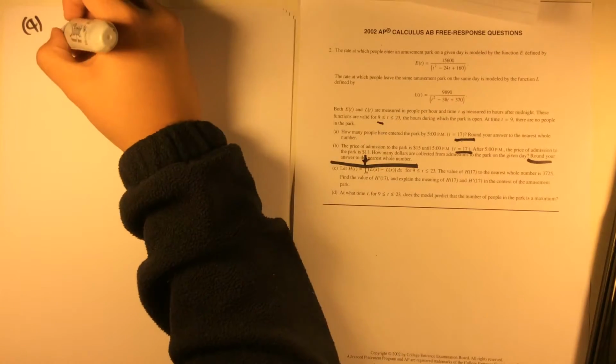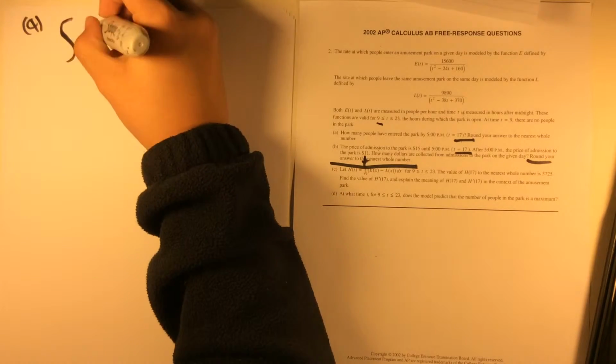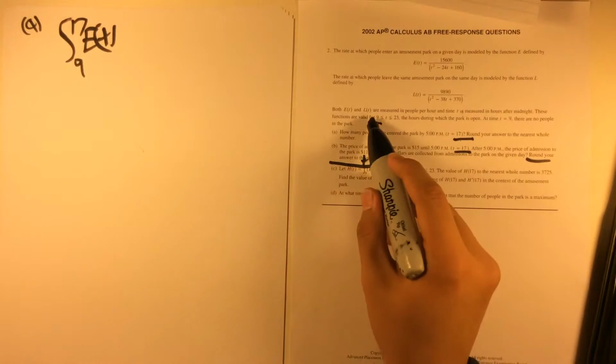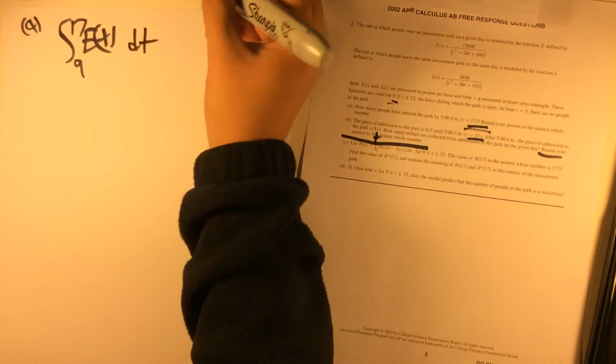How many people have entered the park at 5 p.m.? T equals 17. You answer to the nearest whole number. It is basically an integral. This is a rate, so all you need to do is an integral to get the number of people. So the integral of E of t from 9 to 17, because 9 here and 17 here, dt.